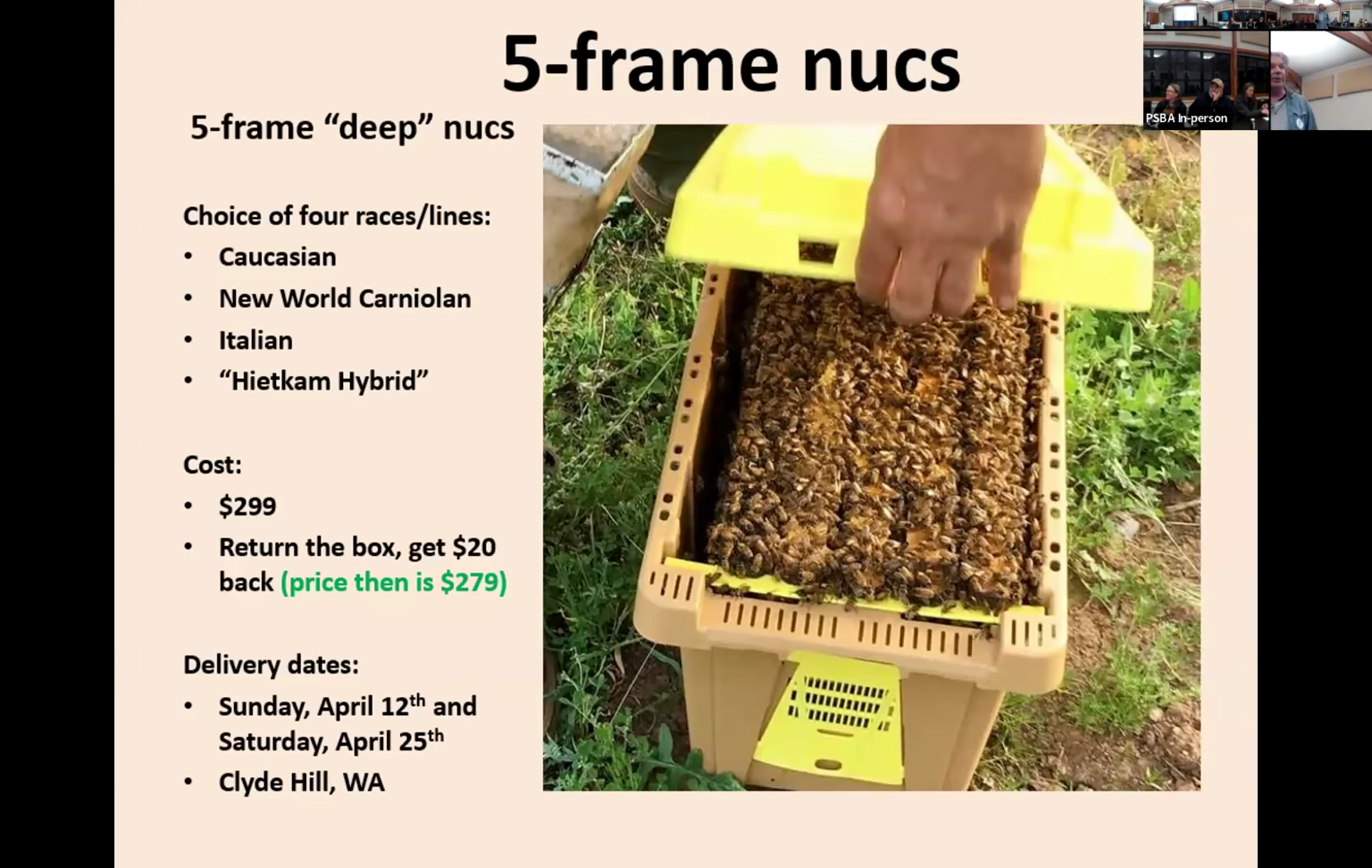Once again, we have 4 types of bees: the Caucasian, the New World Carniolan, the Italian, and the someday famous Hycom hybrid. Cost is $299. Again, we offer a rebate on that box, so that will drop it to $279. We really do hope you bring the boxes back to us, both the nukes and the packages, because those do get recycled and it keeps them out of the waste stream. Same delivery dates, April 12th, April 25th in Clyde Hill.